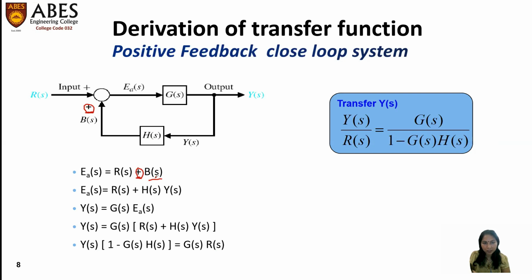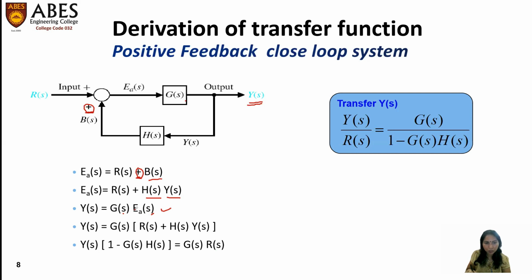So I have written here B(s) as H(s) into Y(s). Now just take this Y(s). This Y(s) is nothing but G(s) into E(s). So I have written here G(s) into E(s). This output signal is the product of the forward path gain multiplied by the error signal. So I have written here Y(s) is equal to G(s) into E(s).